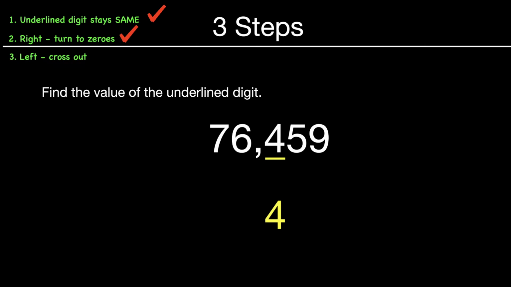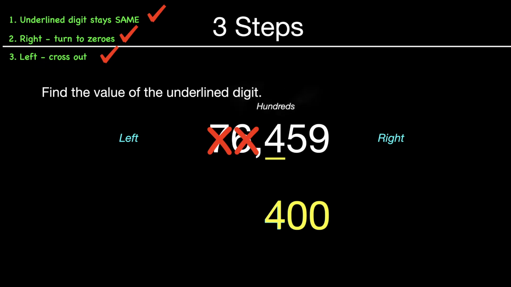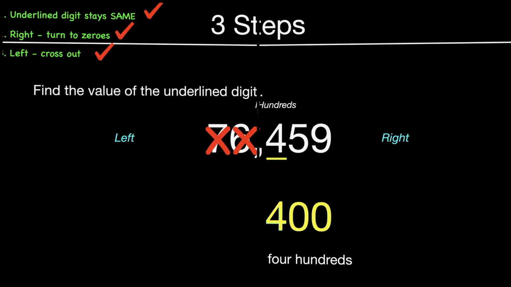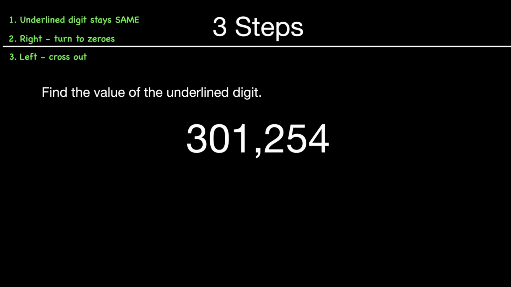Anything to the right of that 4, we turn into our zeros. And then our last step is that we're just going to cross out anything to the left because we don't need it, right? So our answer would be 400. And keep in mind that because it's in the hundreds place value, you could say that it's 4 groups of 100.